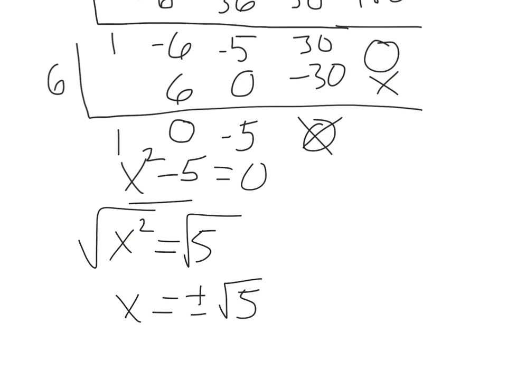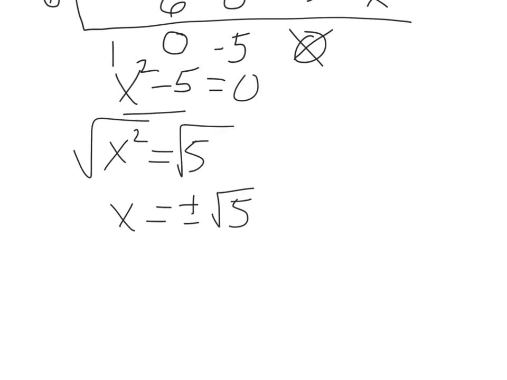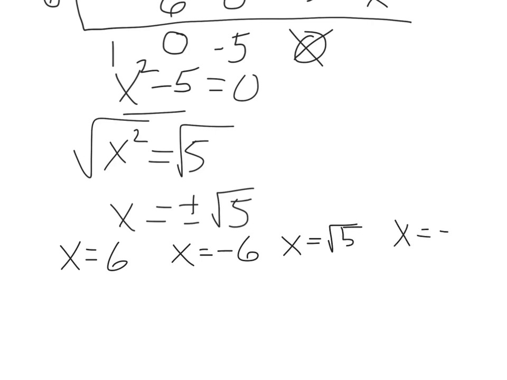Okay, now we have all the zeros. It doesn't just ask for the zeros, it says write in factored form. So we're going to write these as factors. Remember, our roots were x equals 6, x equals negative 6, x equals square root of 5, and x equals negative square root of 5. If it wants factors, that means we set them equal to 0, so this would actually be x minus 6 as a factor. So I'm going to list all these factors.